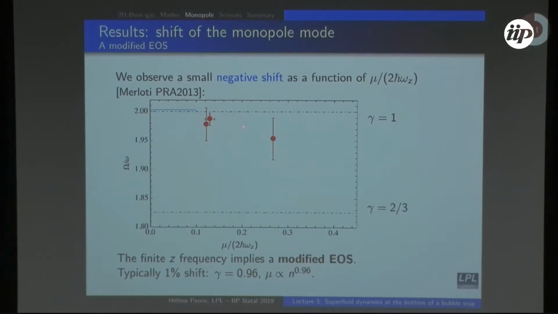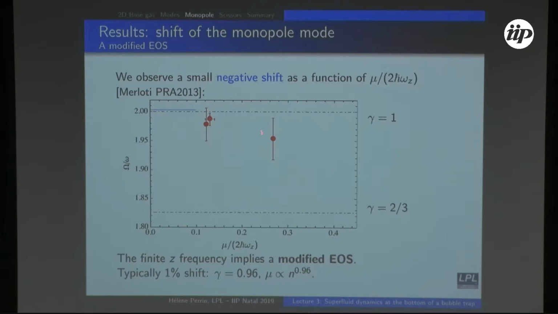So here are our data points of the measured frequency as a function of this parameter mu over 2 h bar omega z. And the blue line here is the expected anomaly. What I can say first is that the anomaly shift expected for our system is so small that it is below our typical error bars, so we cannot really observe that. However, what we see is that there is a shift towards values lower than 2 omega in our trap when we increase the atom number, or we increase mu.